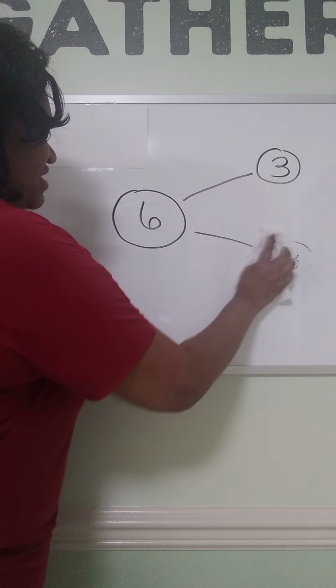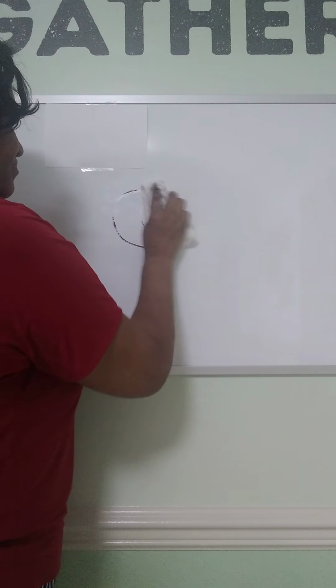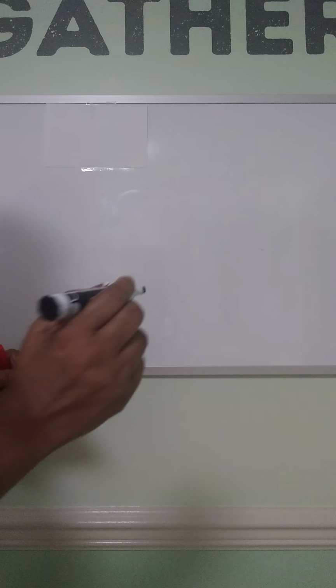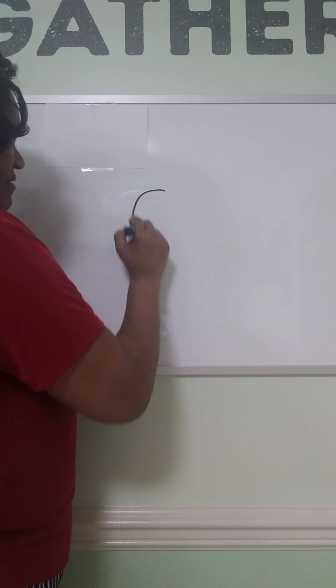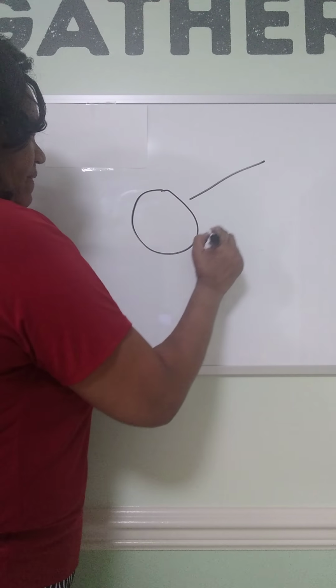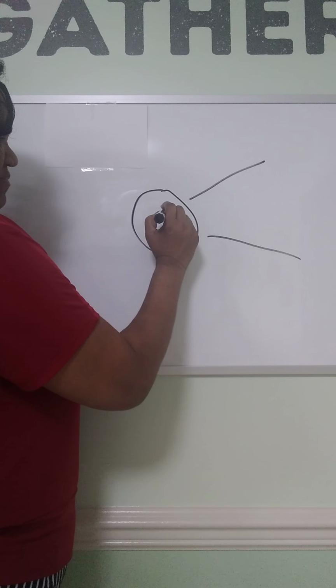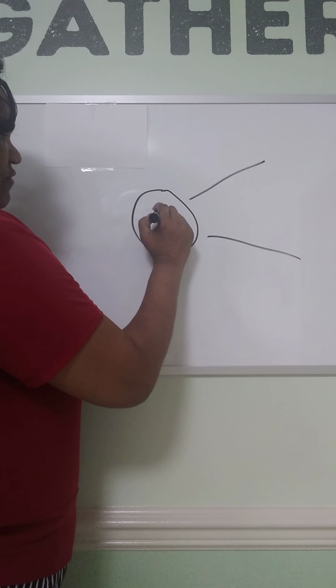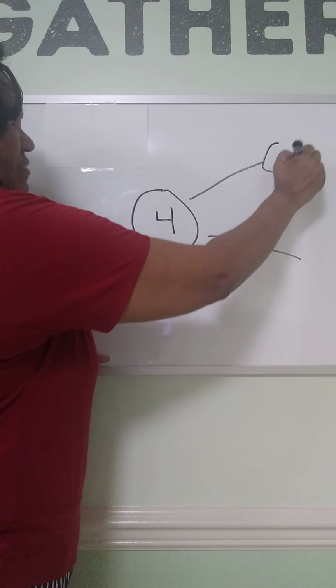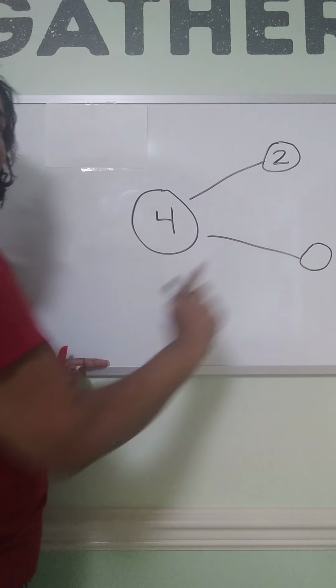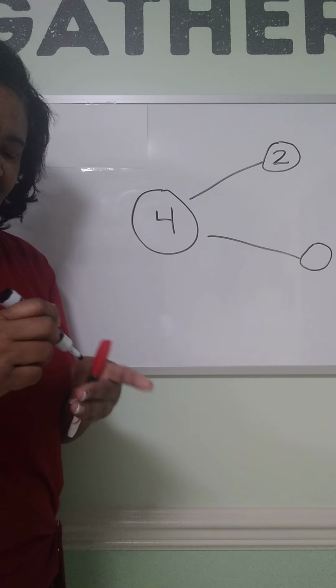So let's talk just a little bit more. We've been using circles, but you can also use your fingers. And let me show you how you can do that successfully. We're going to draw our number bond, and we're going to put 4. We're going to put 2. So we have to see what number goes there.